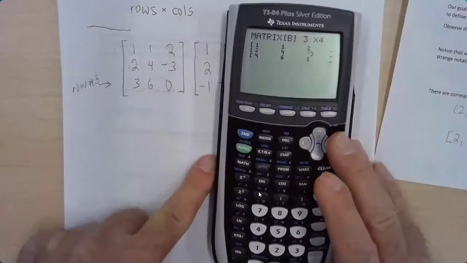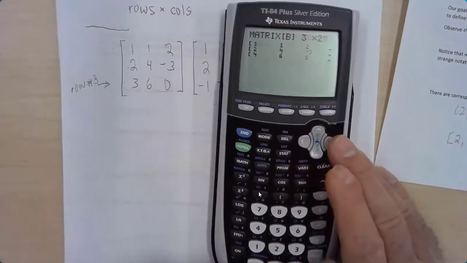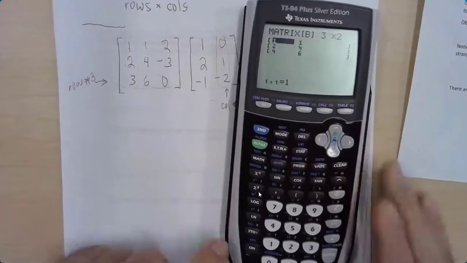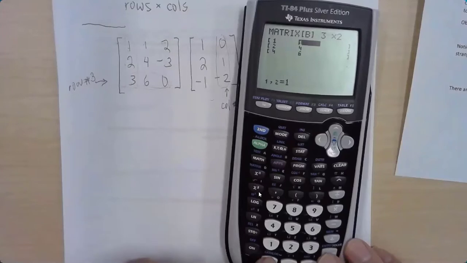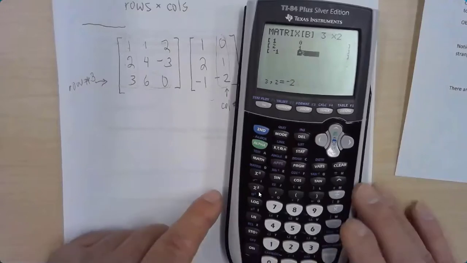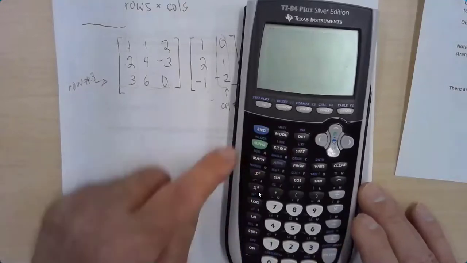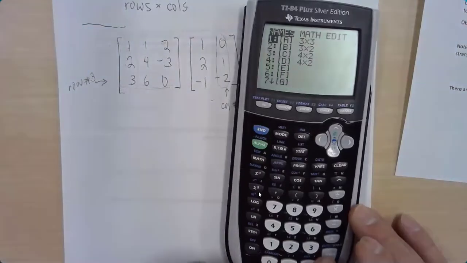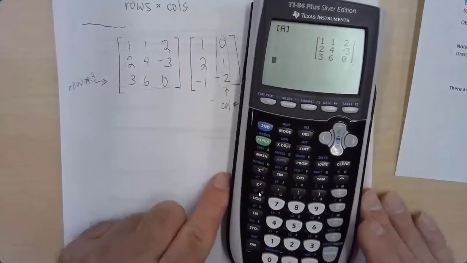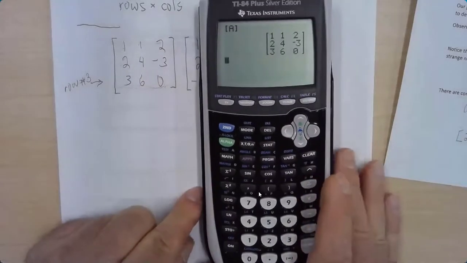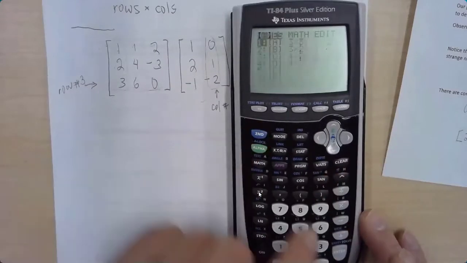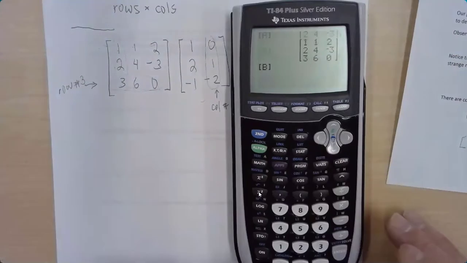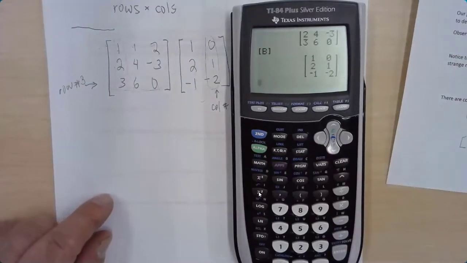And I would like this to be, well, it's 3 rows, but it's 2 columns. And the entries are 1, then 0, 2, then 1, minus 1, then minus 2. And hopefully, let's just check. We've got what we need for A. And let's see, 1, 1, 2, 2, 4, minus 3. Yep, that looks right. And for B, yes, that appears to be correct.